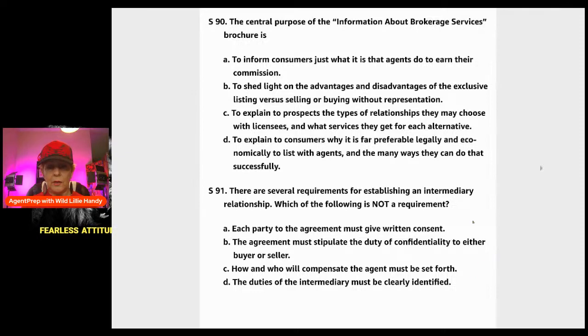Okay. However, which one is not a requirement? Confidentiality to buyer or seller. Okay, that's automatic. That's our fiduciary duty.